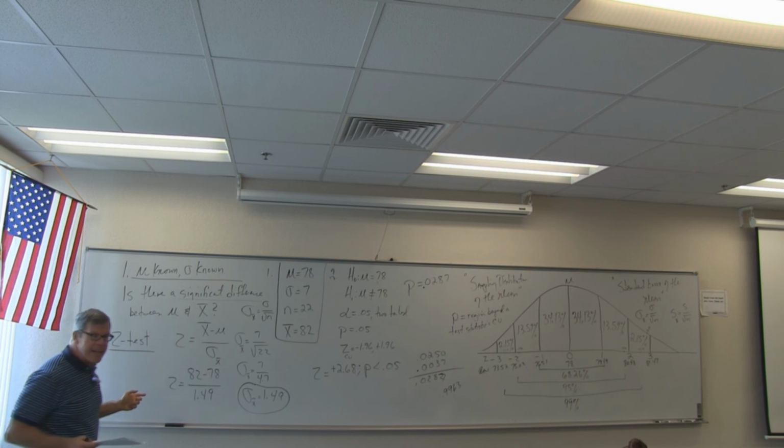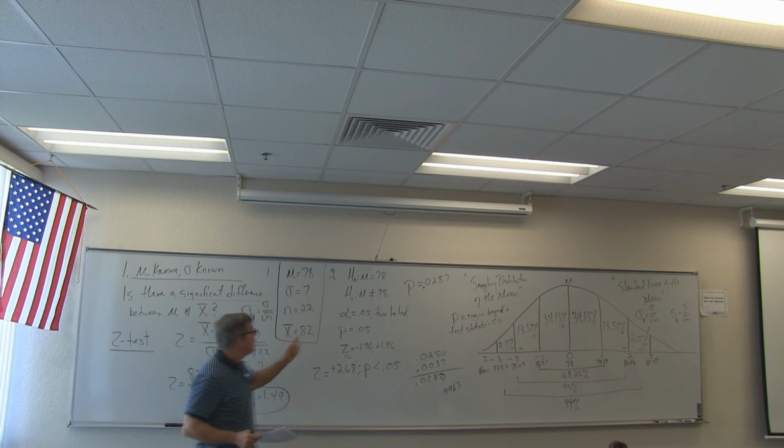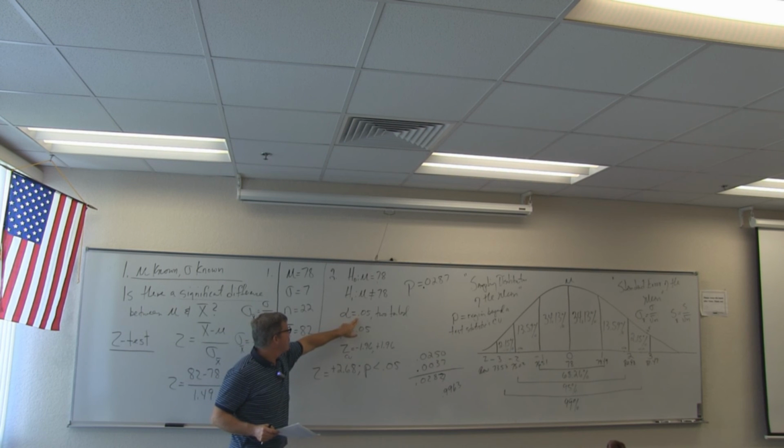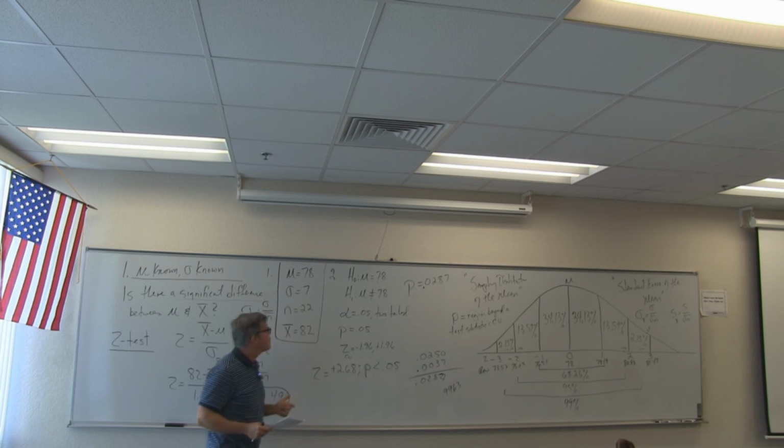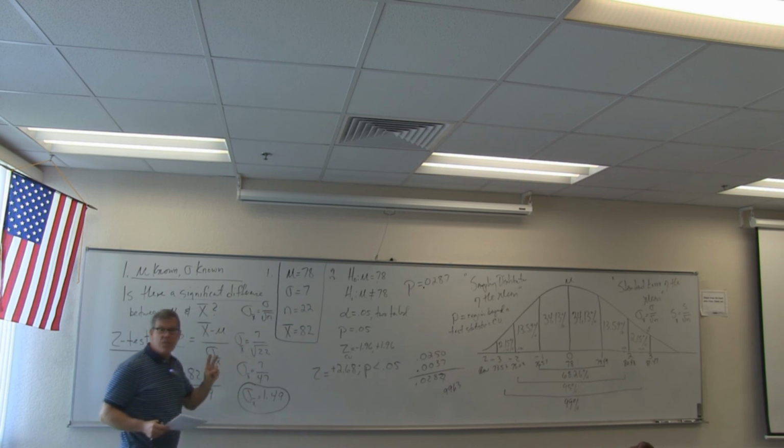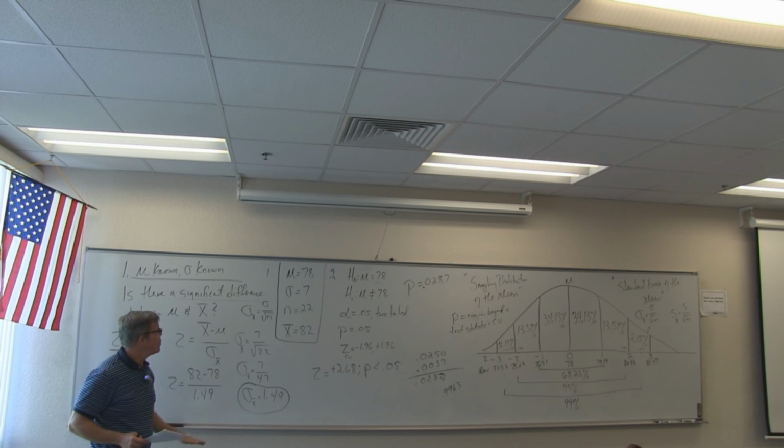So the likelihood I committed a type 1 error is 5%. So I rejected with some pretty high certainty, with about 95% certainty. The likelihood I committed a type 2 error is kind of a non-issue, in this particular scenario.